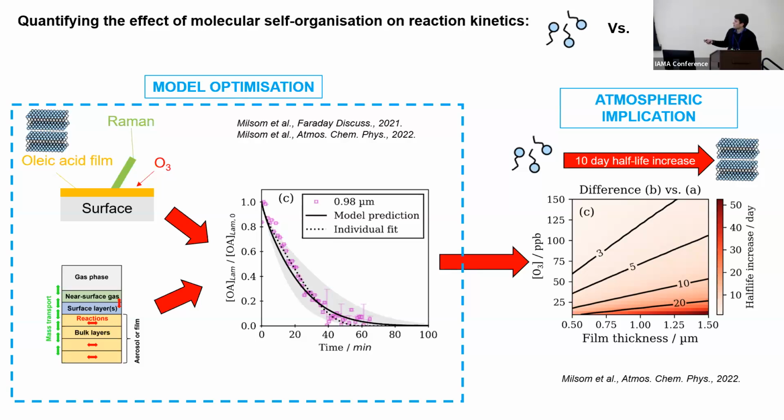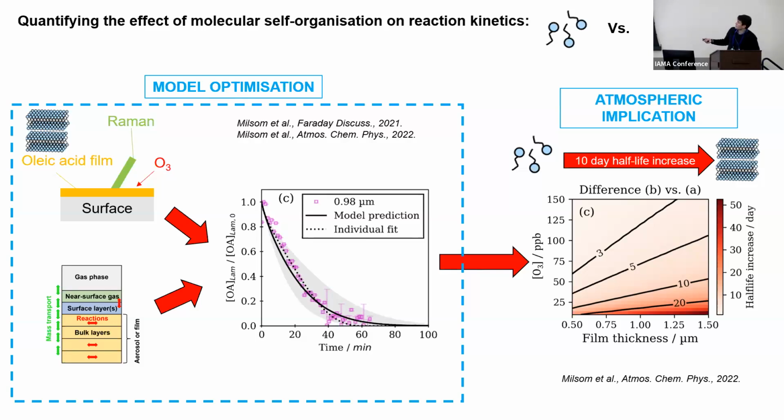data and optimized it. So these models have lots of input parameters, and the stuff I didn't know about this particular system was things to do with viscosity and diffusion. So I varied those parameters in the model to get an optimized model. And then from that optimized model, I could run the model under more atmospherically relevant conditions. So ozone concentrations in this case, this is all ozonolysis reactions, as well as film thicknesses.